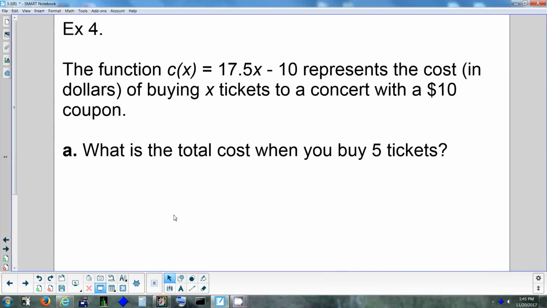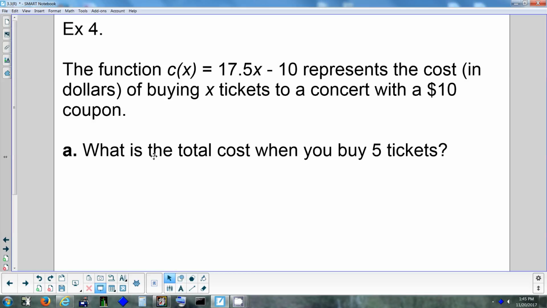So let me ask you this. Looking at this function, how much is it per ticket? $17.50, right? So regardless of how many tickets you buy, how much are you getting off? $10. You're not getting $10 off each ticket. You get $10 off the total. The total, very good.